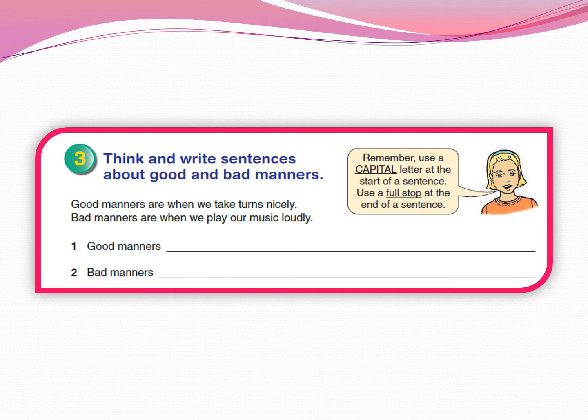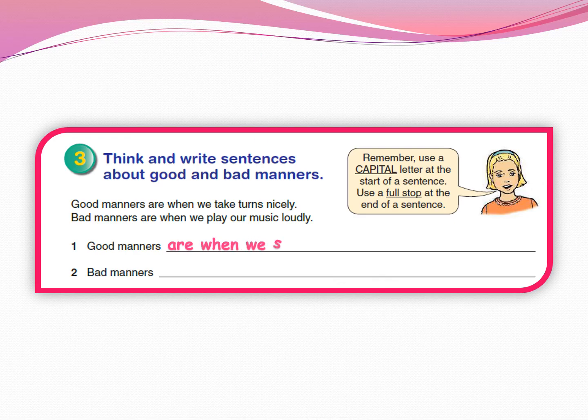Think and write sentences about good and bad manners. Remember, use a capital letter at the start of a sentence. Use a full stop at the end of a sentence. Good manners and bad manners. And we have here an example. Good manners are when we take turns nicely. Bad manners are when we play our music loudly. Try to list at least 2 good manners and 2 bad manners.